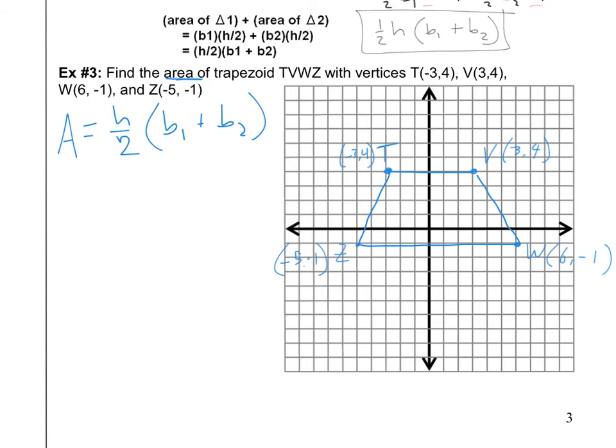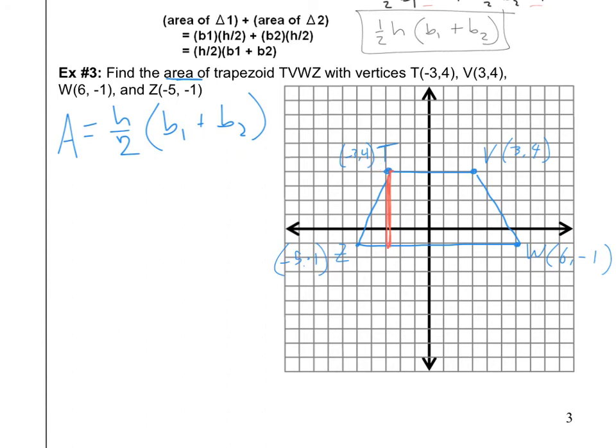For example, we could figure out the height. That's this distance up and down. Now, since we put it on a graph, we could just count. That sure makes it easy. We could just go 1, 2, 3, 4, 5. So the height's 5.